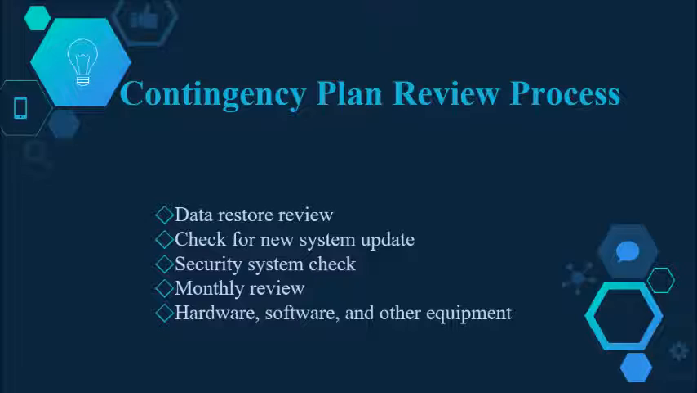Monthly review. It is important to review the plan on a monthly basis. In this way, if any changes occur, we can take proper steps and we can also get our contingency plan more upgraded. Hardware, software and other equipment. If there is any upgrade available for the hardware, software and other equipment which can enhance the efficiency of our contingency plan, we need to upgrade it accordingly. By following these steps, we can review our contingency plan and can make possible changes if necessary.